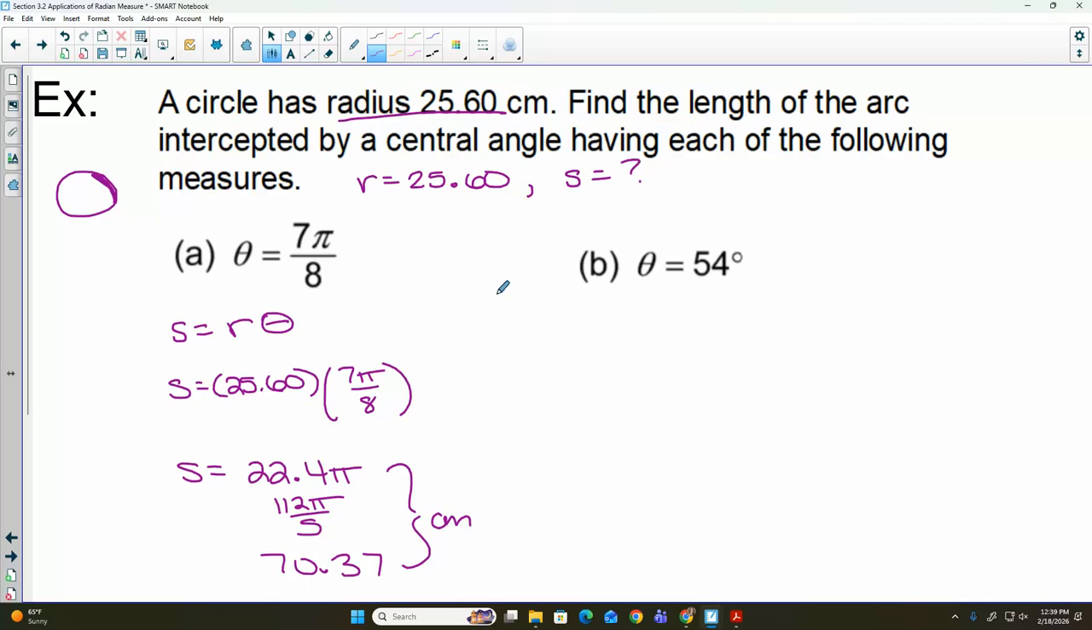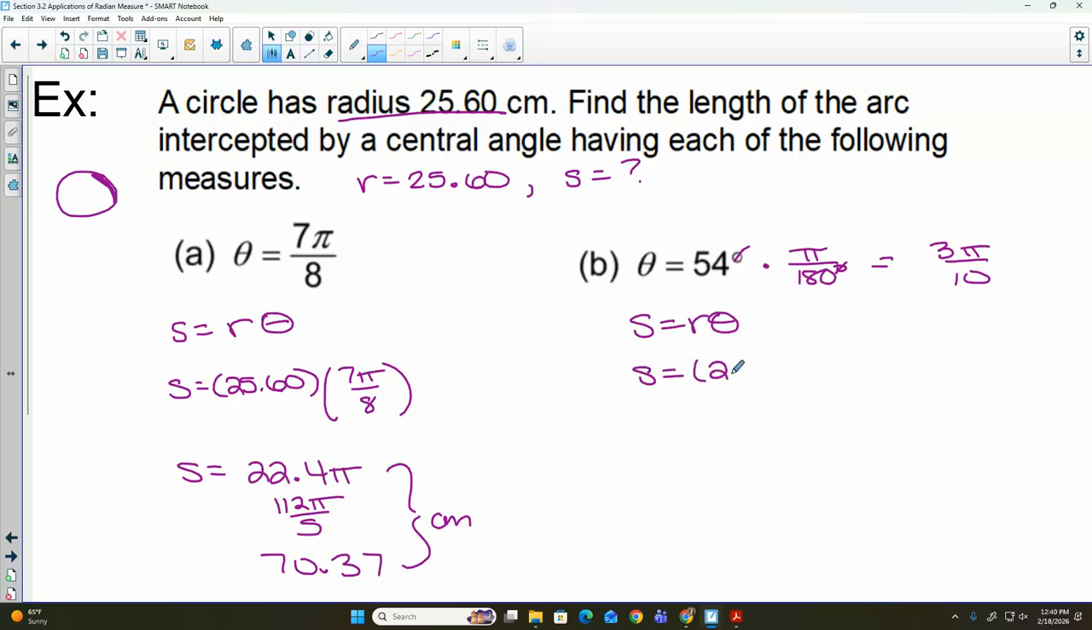If I look at B, what do you notice? It's in degrees. I cannot use my formula until it's in radians. So how do I convert 54 degrees into radians? Pi over 180. We need 180 on the bottom so that our degrees cancel. So then we just have, don't multiply out the pi here, just 54 over 180, which reduces to 3 pi over 10.